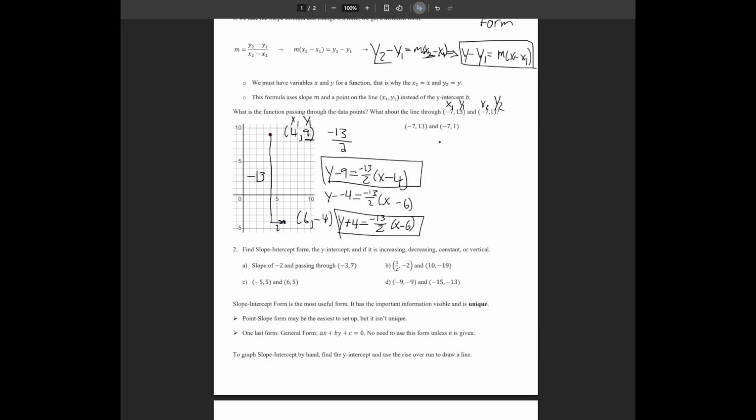So if I do 1 minus 13 divided by negative 7 minus negative 7, what this is going to give us is negative 12 divided by, well, negative 7 minus negative 7 is 0. This is one of those special cases, actually. This is just a vertical line.